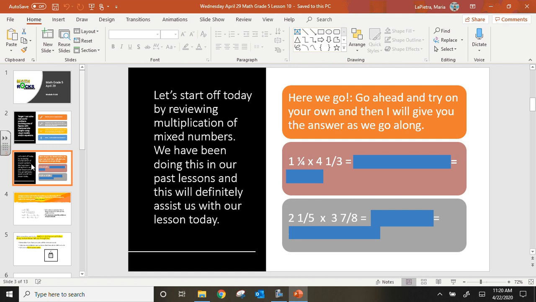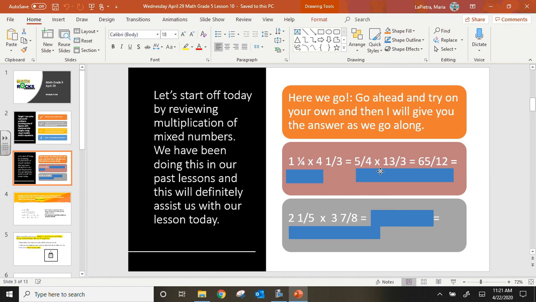Here we go. Go ahead and try on your own, and then I will give you the answer as we go along. 1 1/4 times 4 1/3. What do you think 1 1/4 should turn into and 4 1/3 should turn into? I'm giving you a little time to think about this. You have 2 questions there. Okay, 1 1/4 should be 5 over 4, and 4 1/3 should turn into 13 over 3.